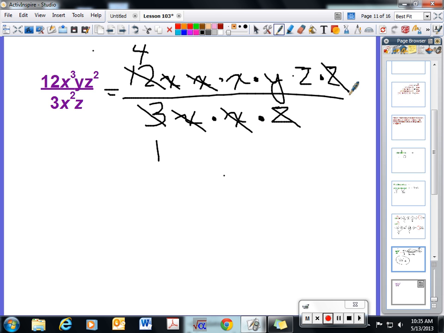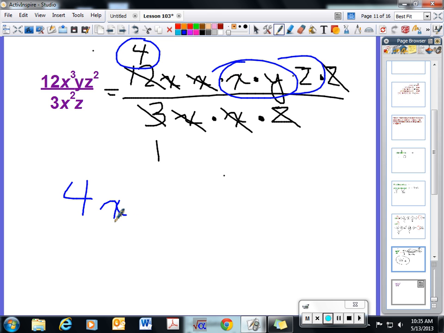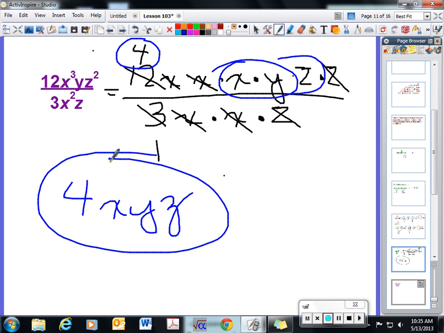All right, now let's look what we're left with on top. We've got 4. We've got an x and a y, and a z. So we've got 4x times y times z. Maybe if I do a cursive z, that'll be better. And I wasn't left with anything again on the bottom, so it's just 4 times x times y times z.